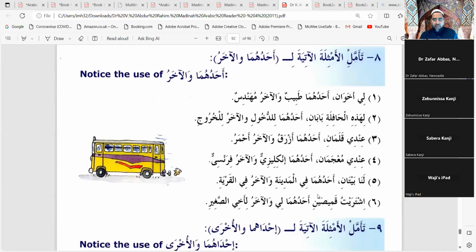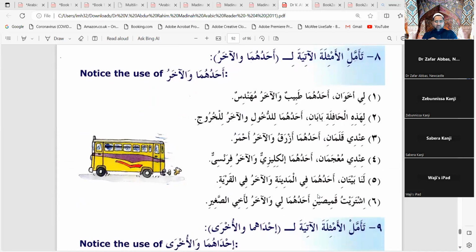Sister Zabunisa, can you do exercise 8, please? Use the following words in sentences. The sentences have already been made. It's just trying to give you an example of when ahaduhuma wal akharu is used, and the next exercise will be how to use ihdahuma wal ukhra. Ahaduhuma wal akharu is for masculine nouns, names of individuals, and ihdahuma wal ukhra is for feminine objects. Bismillah.